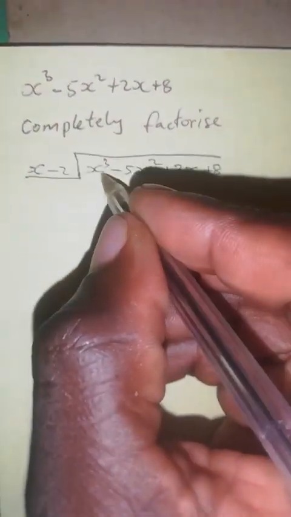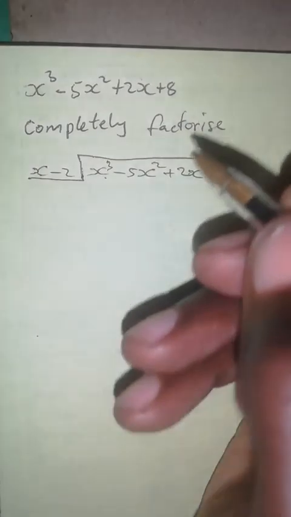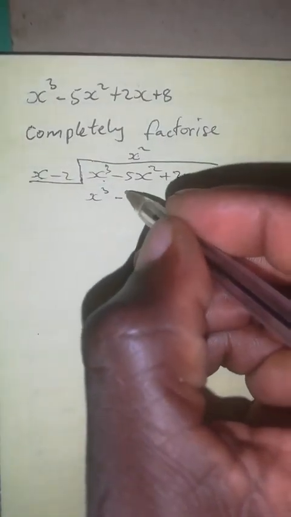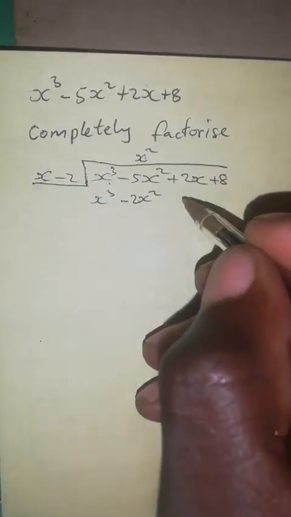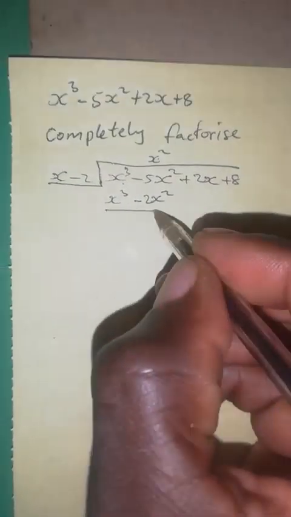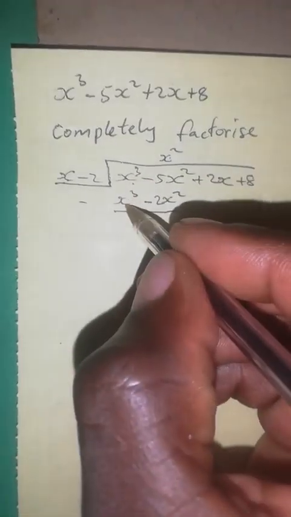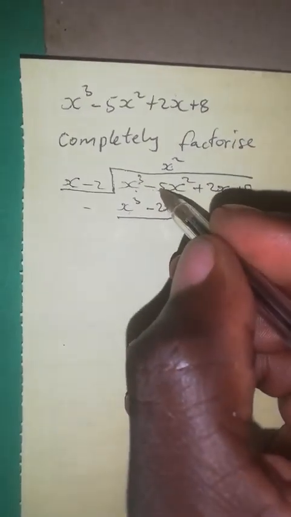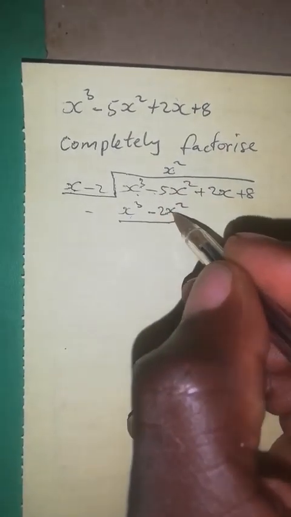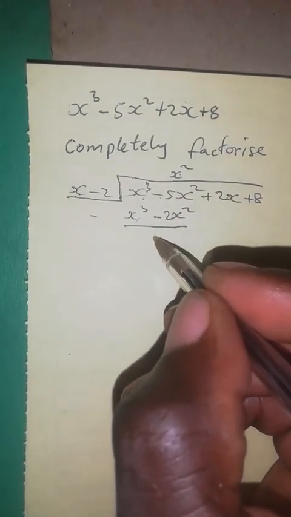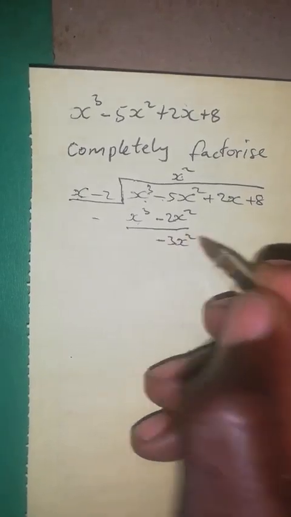Okay, now it's x into x squared into x cubed. It's x squared. X squared times x, x cubed. X squared times minus 2, it's minus 2x squared. Then we subtract. X cubed minus x cubed, it's 0. Minus 5x squared minus 2x squared, it is minus 3x squared.